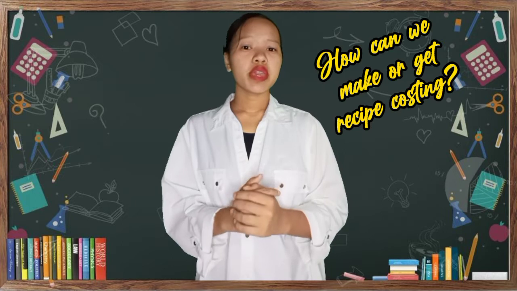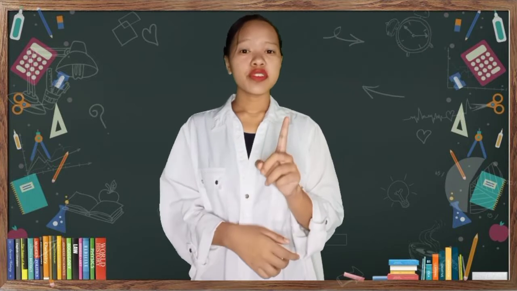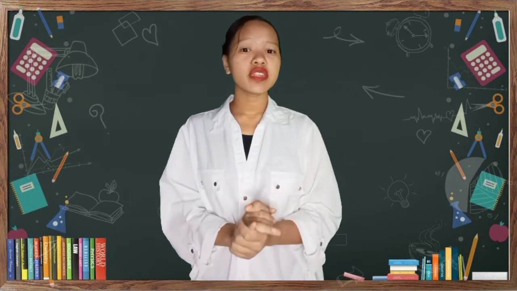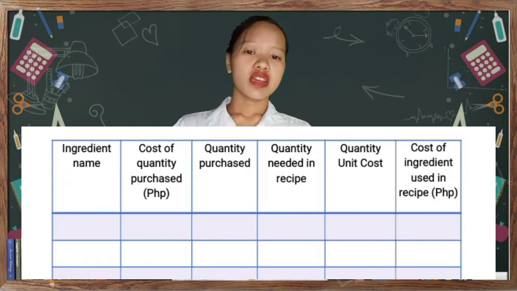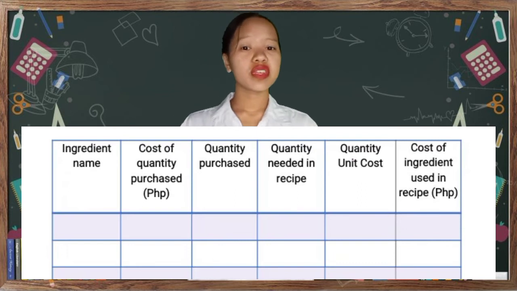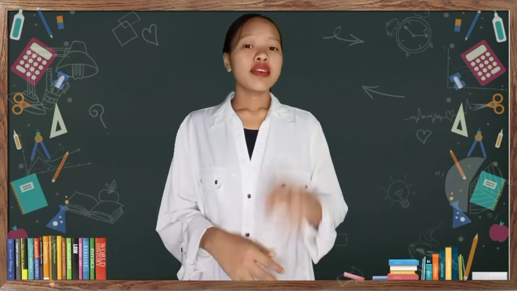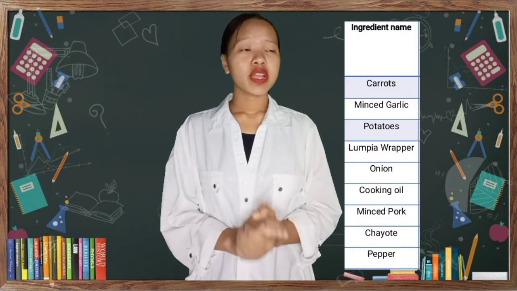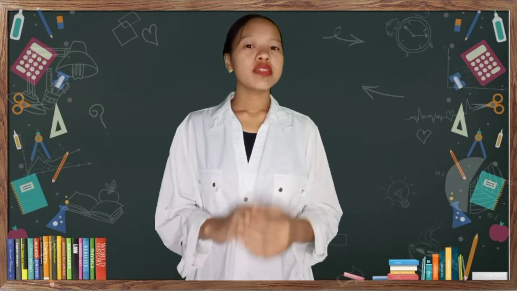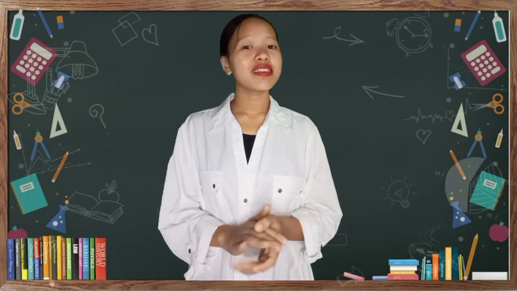So how can we make recipe costing? First, we have to create a costing chart that consists of the ingredient name, the cost of quantity purchased, the quantity purchased, the quantity needed in the recipe, the quantity unit cost, and the cost of ingredient used in the recipe. Second, we have to list down the ingredients' names. And, by the way, the recipe for this content is lumpia.